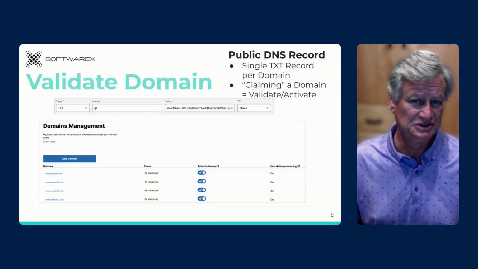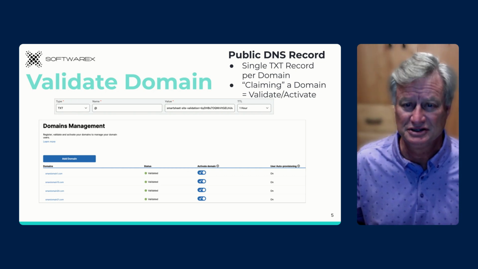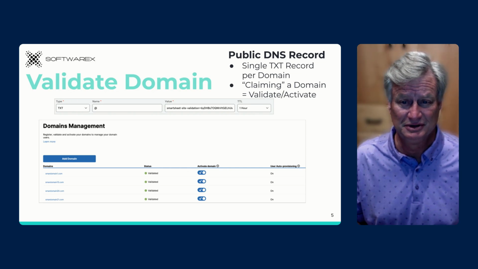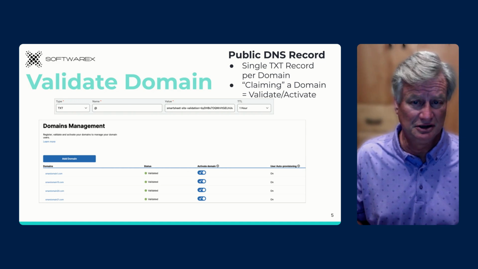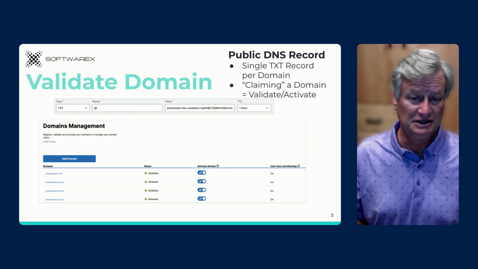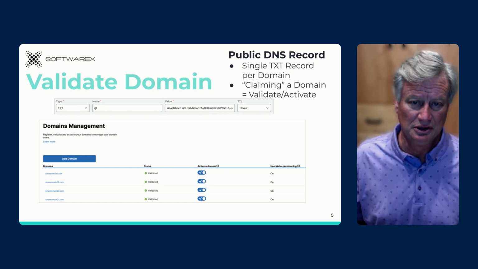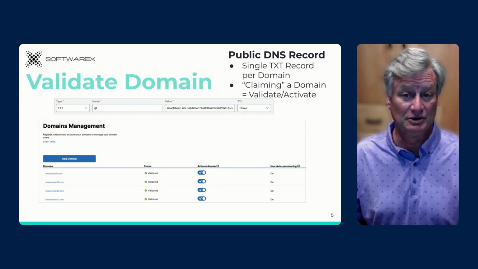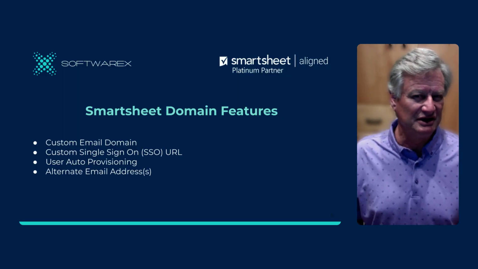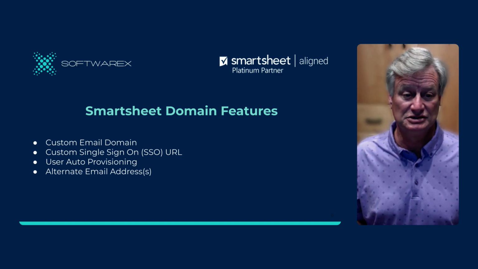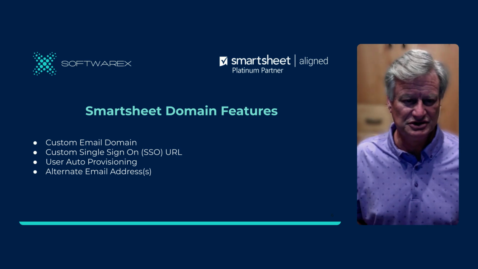Validating a domain, as you can see here, is a single record entered into a public internet system known as DNS, or domain name system. That process is very straightforward and can typically be done in a matter of minutes by DNS administrators. And once it is completed, Smartsheet will confirm that the domains have been properly set up and are in place. What are the features that can benefit from having domains validated in Smartsheet? There's custom email domains, single sign-on, user auto-provisioning, and alternate email addresses.